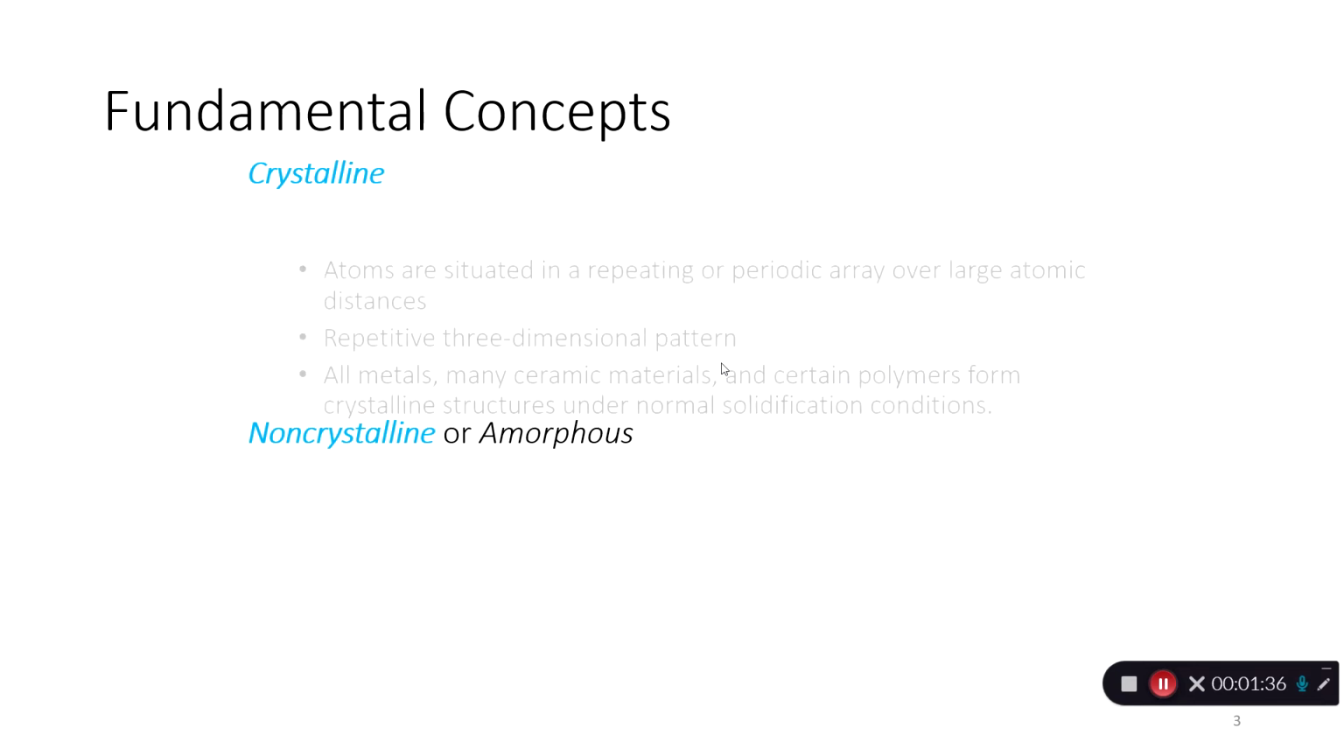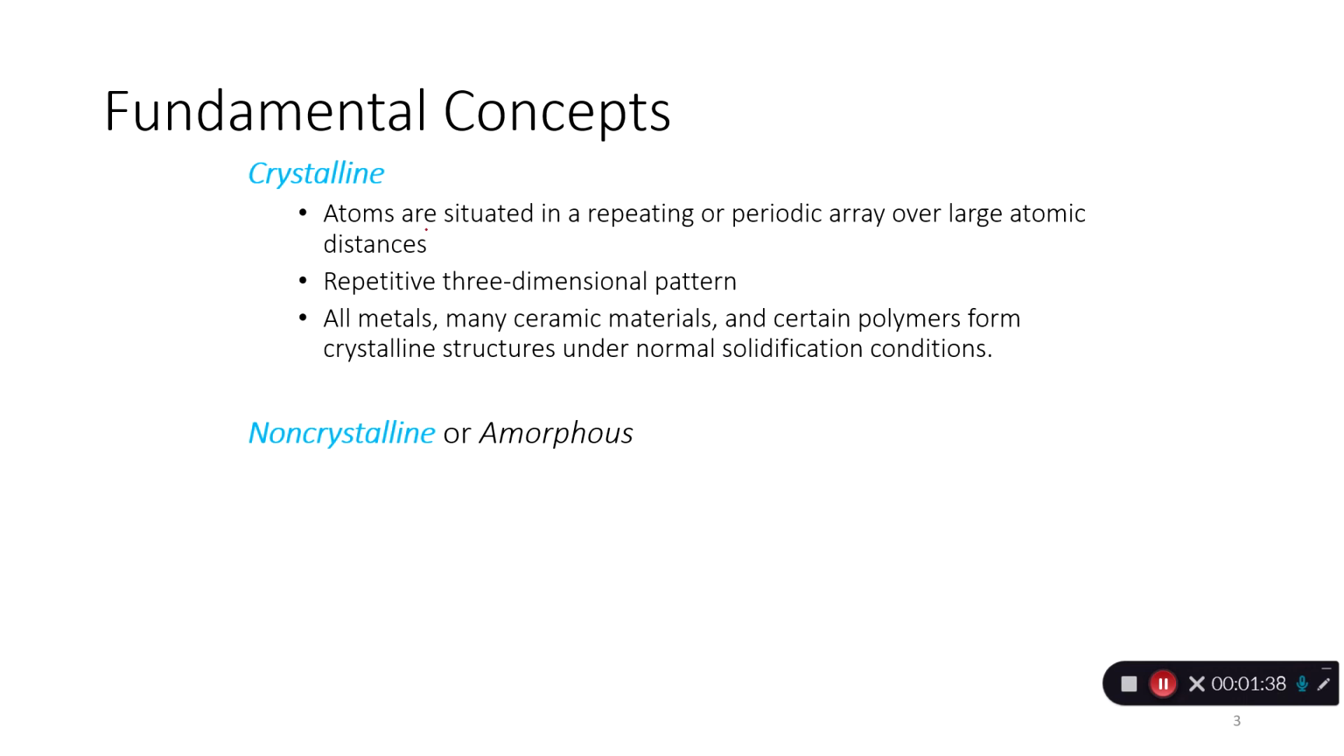So the definition of crystalline is when atoms are situated in a repeating or periodic array over large atomic distances. So we know that in a material, let's say this is a block of metal, these materials, all right, this block of material is made of a repeating array.